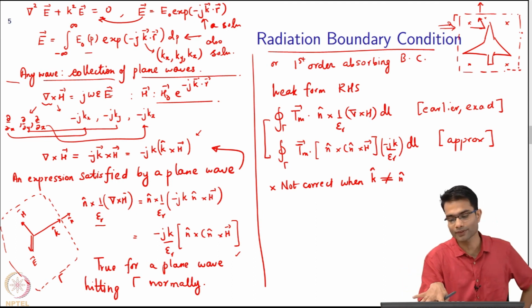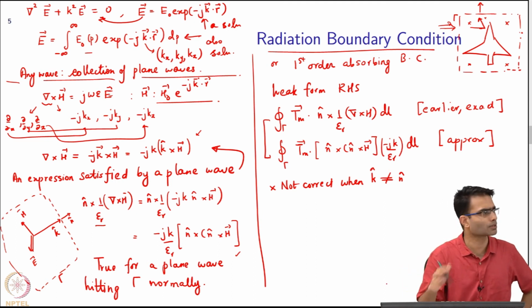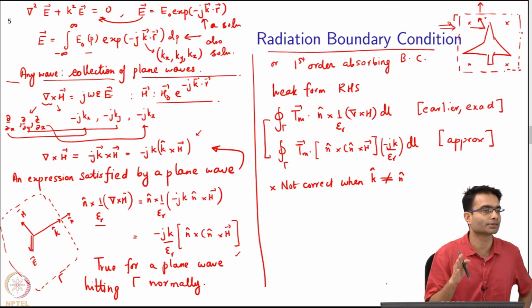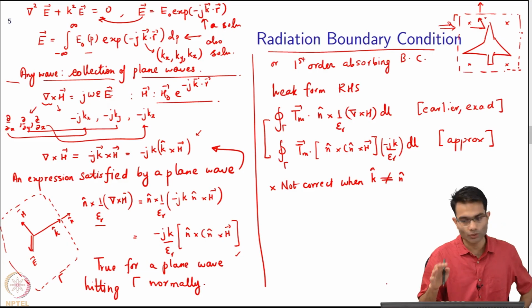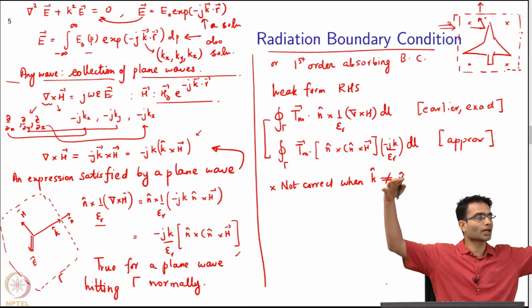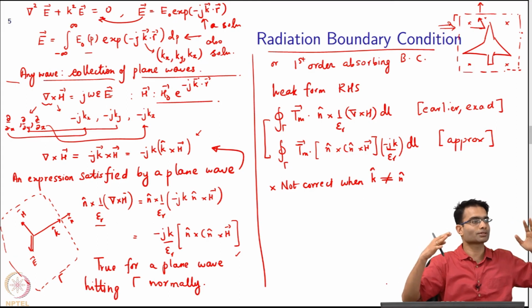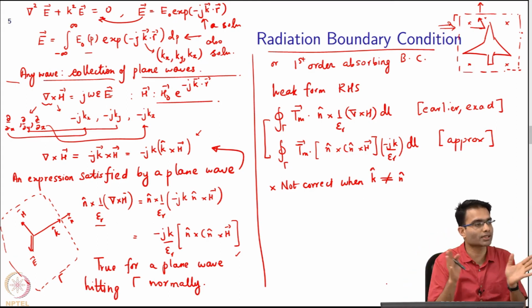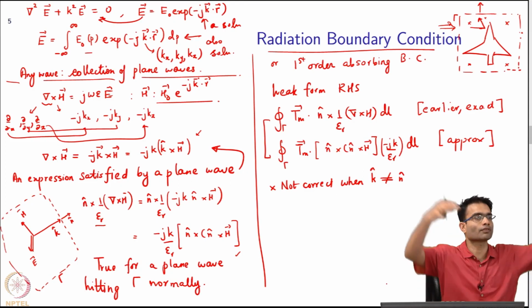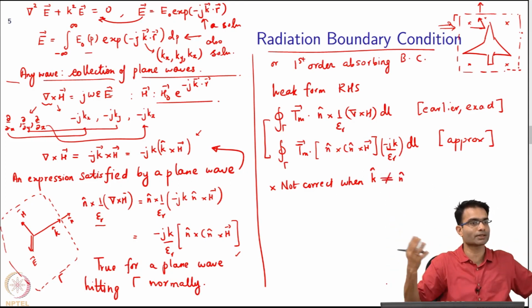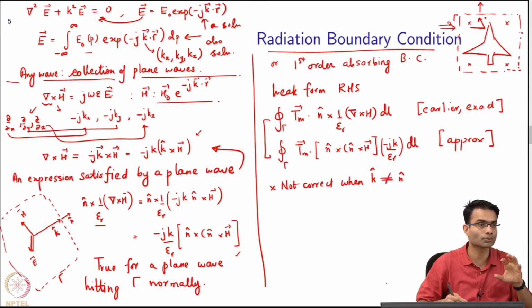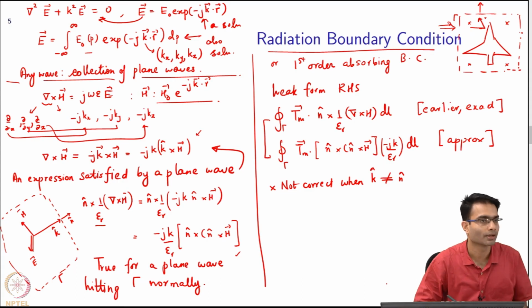This expression that I have written on the right over here is very simple to implement. The problem is it's exact only at normal incidence. So if I now make the computational domain larger and larger, this becomes more and more accurate because waves will more or less begin to reach it normally. Think of a very large circle, right? Whatever reaches there will reach only normally, assuming a finite object, okay?